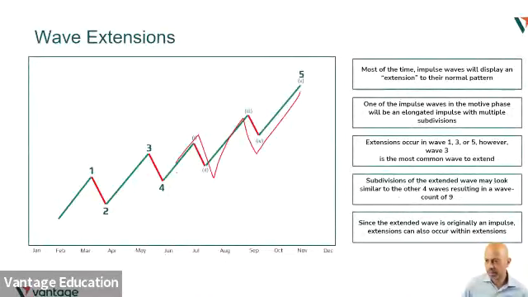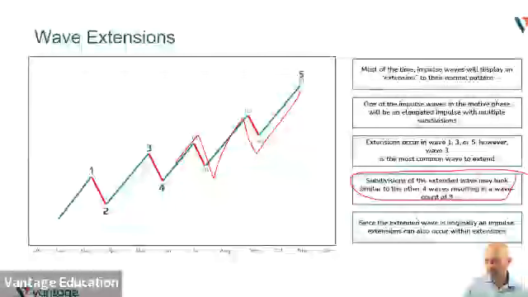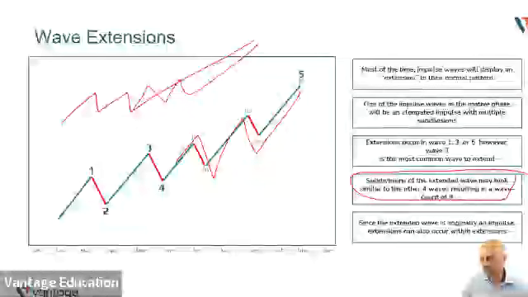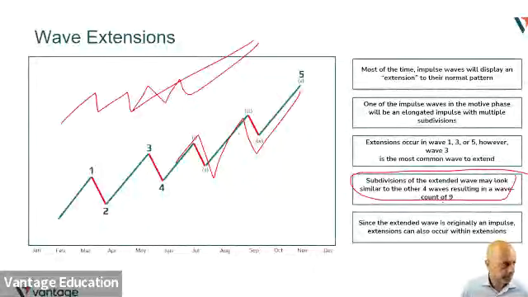And subdivisions of the extended wave may look similar to the other four waves, resulting in a wave count of 9. So in this case, you have 1, 2, 3, 4, 5, 6, 7, 8, and 9. So this is what this point is trying to say. Sometimes you may see wave structure 1, 2, 3, 4, 5, but because of this elongated move here, you may see another wave structure of 1, 2, 3, 4, 5 here. And when you add all of them up together, that's what gives you this wave count of 9.